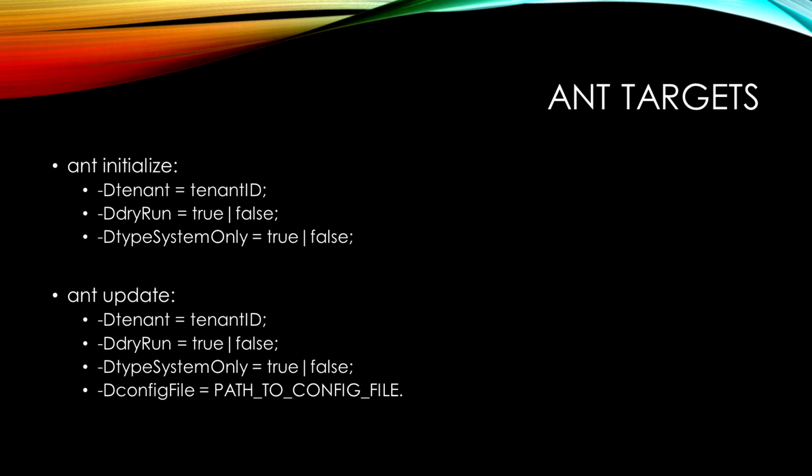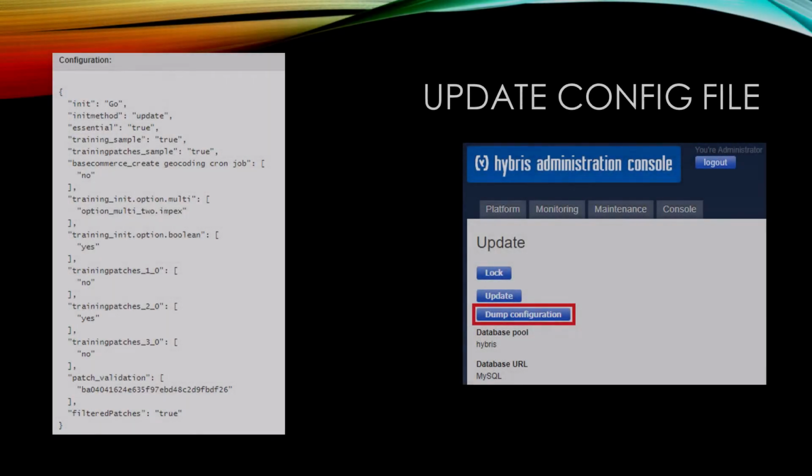Config file can provide different checkbox values for the Ant execution. To get the config file, just press the Dump Configuration button.